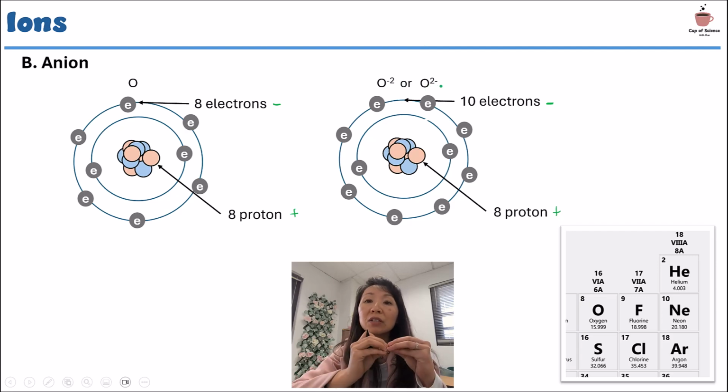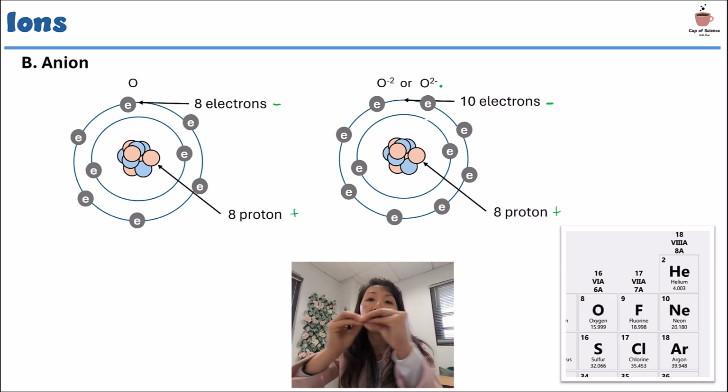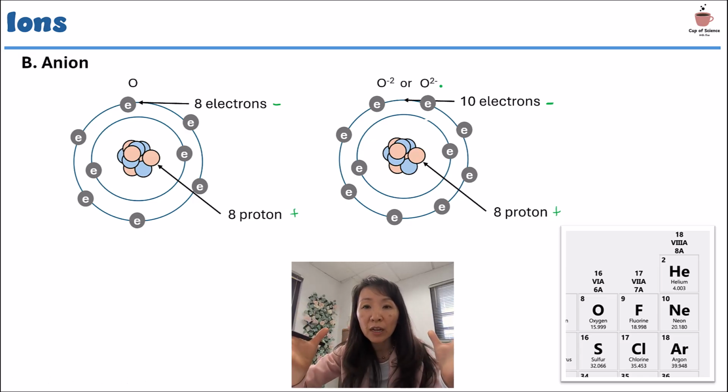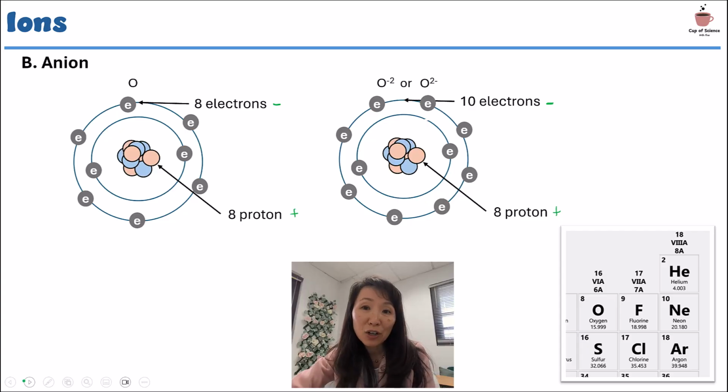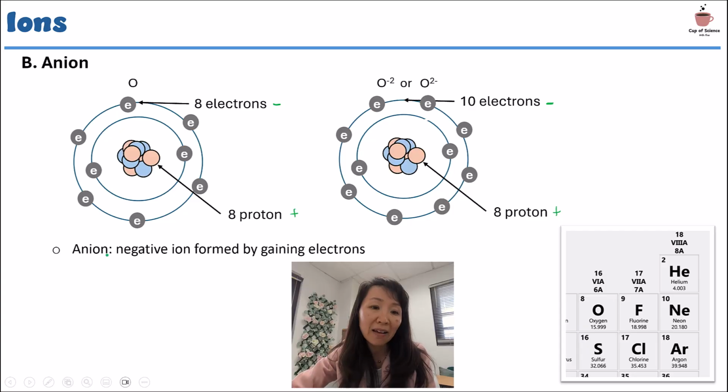The negative sign could go in front or at the back. Whether it's positive or negative, it doesn't matter. It could go in front of the number or after the number. Now, this is not a positive charge, but a negative charge. So something like this would be called an anion, a negative ion formed by gaining electrons. It gained 2 electrons, so it became a negative charge. The entire atom became a negatively charged ion.